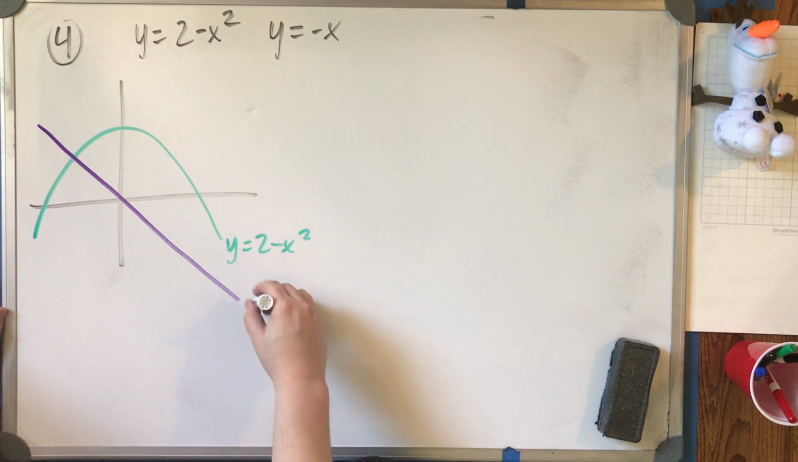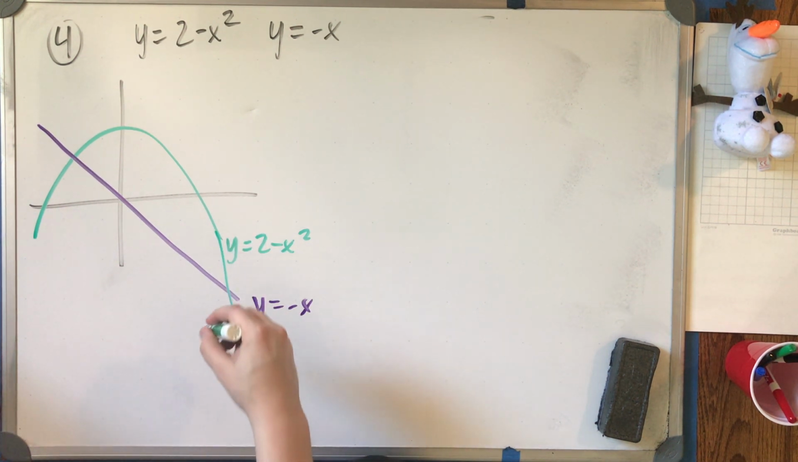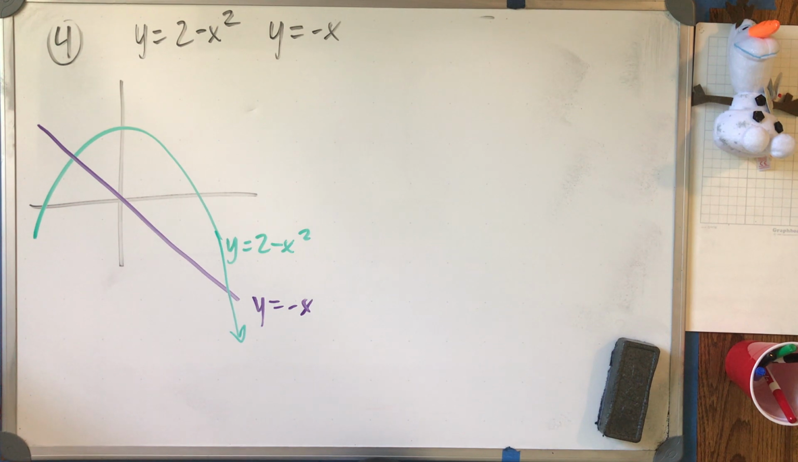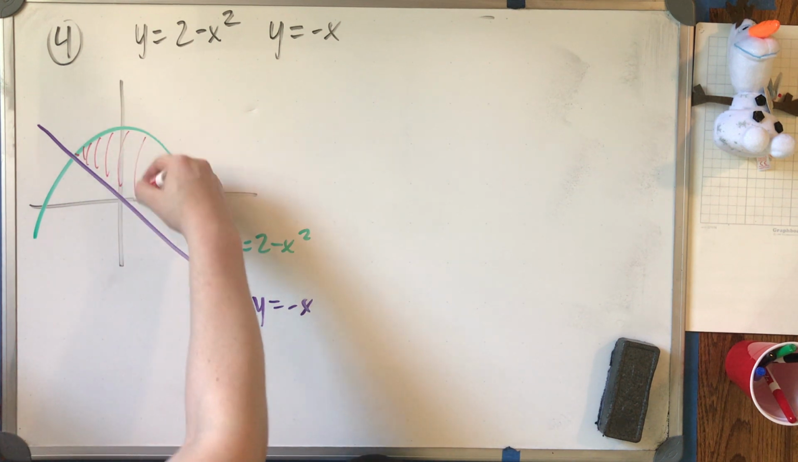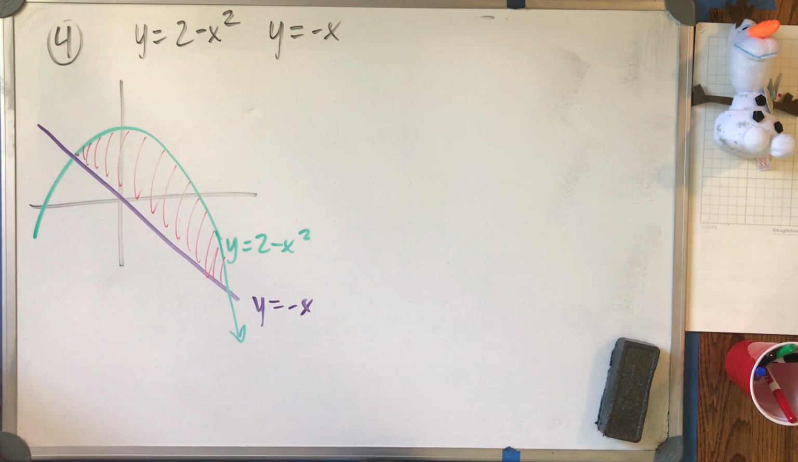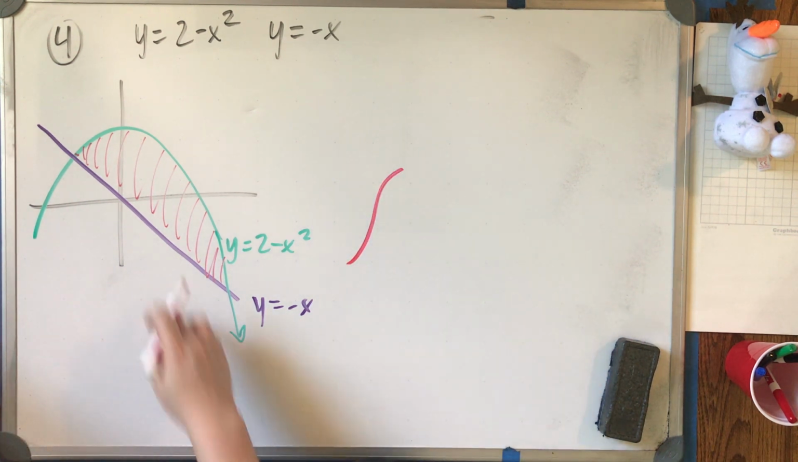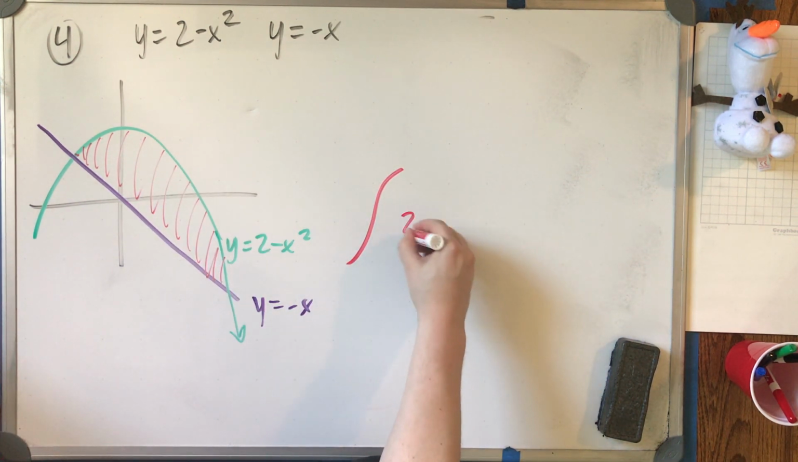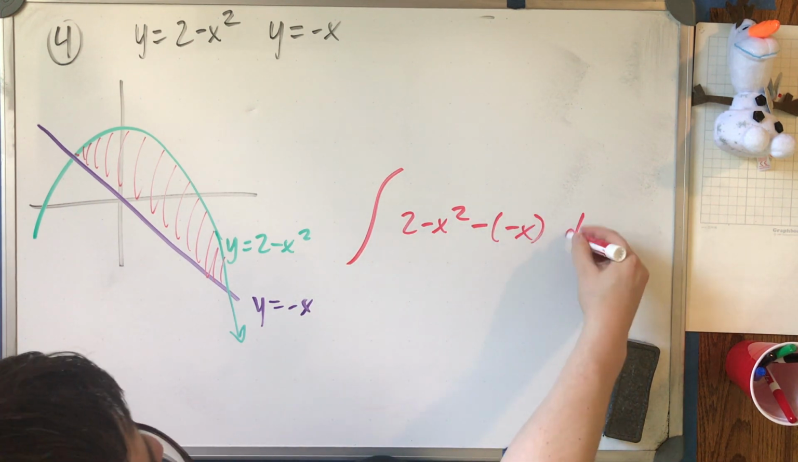I need to extend my green line here because I can't see everything. My bad. There we go. So what we're trying to find the area of is this area between these guys. It's going to start from this point over here, and it's going to be this whole region here. When we go to set up our integral, that's not going to be too bad. The top one is the green one, so we'll have 2 minus x squared minus the negative x, and that's what we're doing dx.